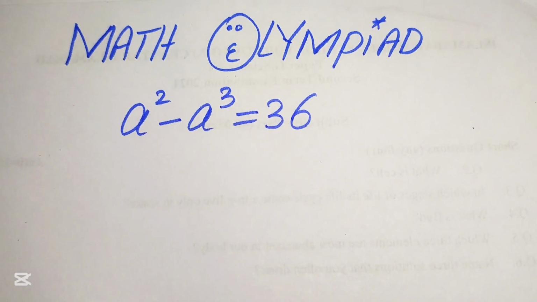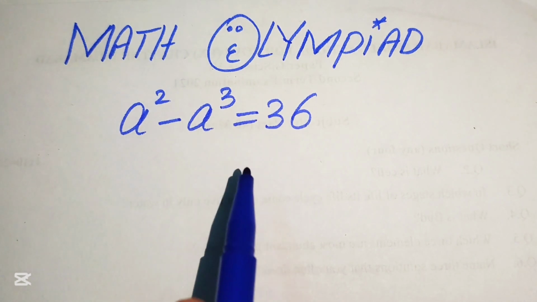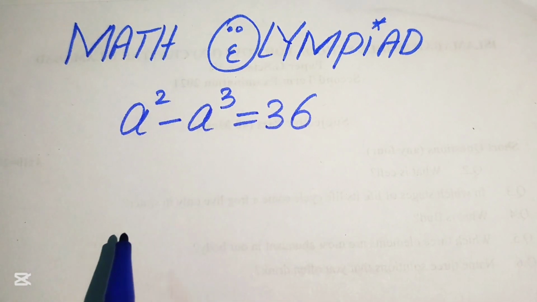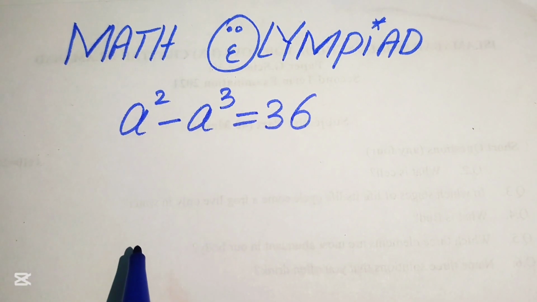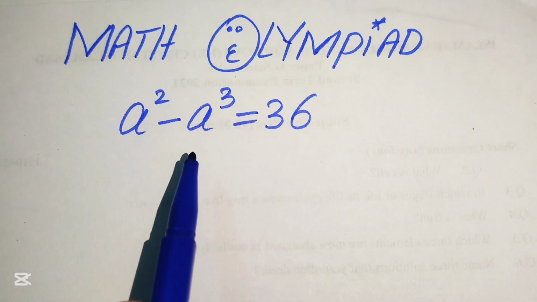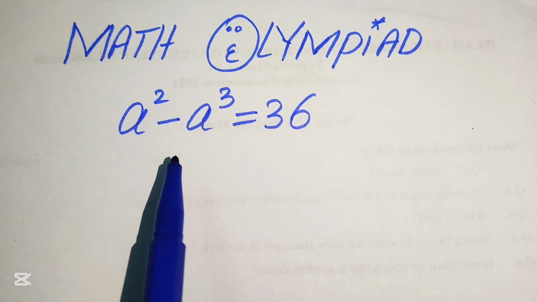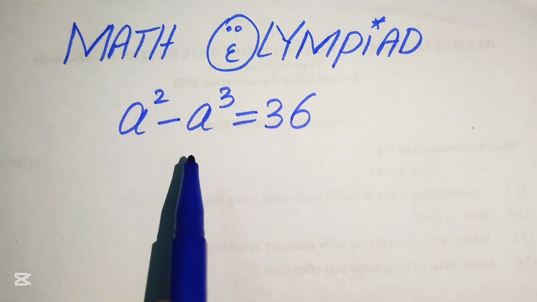So here we have a squared minus a cubed equals 36, and we solve this problem for the values of a. The very first step we are going to do is, you see here, the highest power of this equation is 3. It means that we need to find all three roots of this equation.